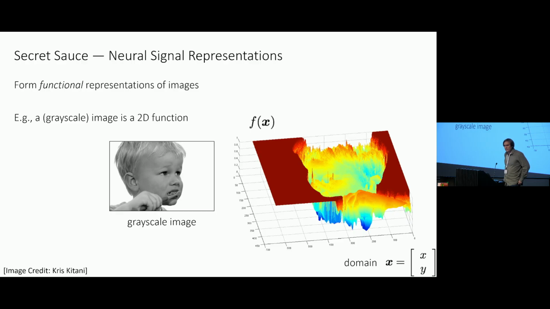So, I'm assuming most of the audience is at least vaguely familiar with neural signal representations. This is the same sort of idea that underlies neural radiance fields and other techniques. All it is is that rather than representing an image as an array, we're going to represent it with a function, and we're going to use a neural network as a universal approximation function to represent that function. So your neural network takes in pixel coordinates and spits out the intensity or the phase at that particular coordinate.